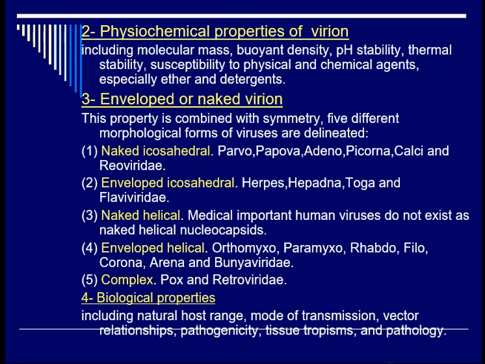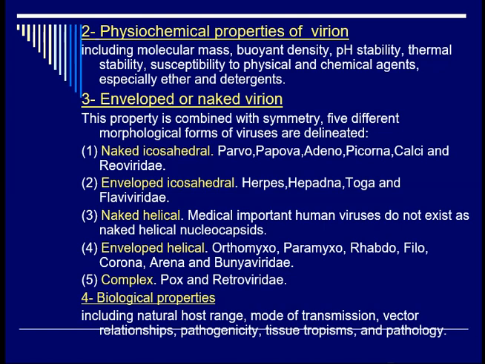So the Reoviridae, the rotavirus, they are naked icosahedral virus. The parvovirus, they are naked icosahedral virus. The second category in this classification, the enveloped icosahedral, we have the herpesviruses, the Hepadnaviruses, Togaviruses, and the Flaviviridae family, the Flaviviruses. All of them are enveloped icosahedral.